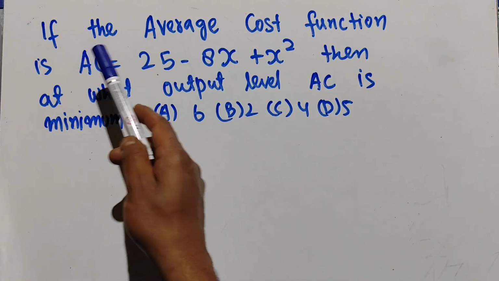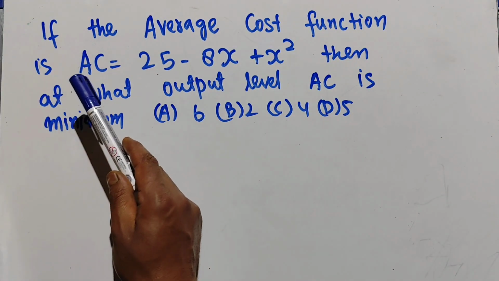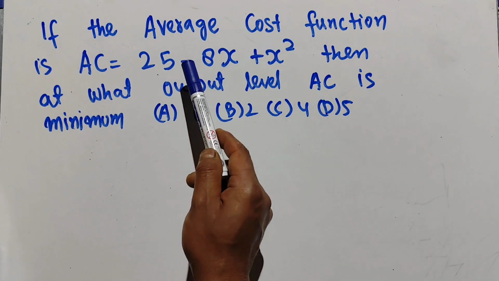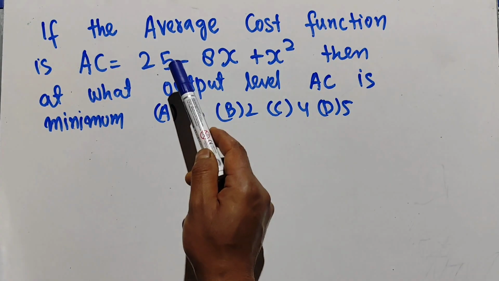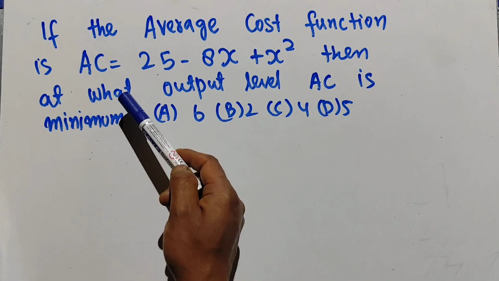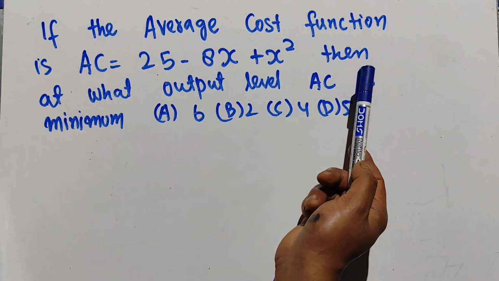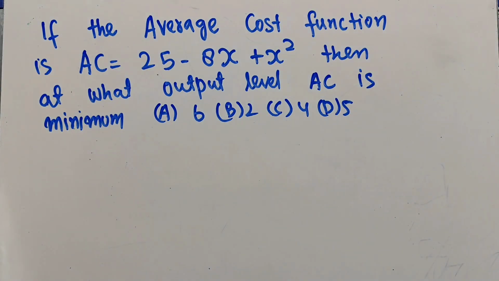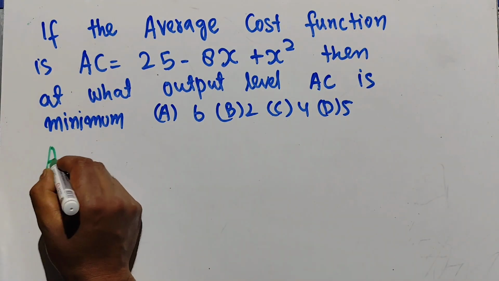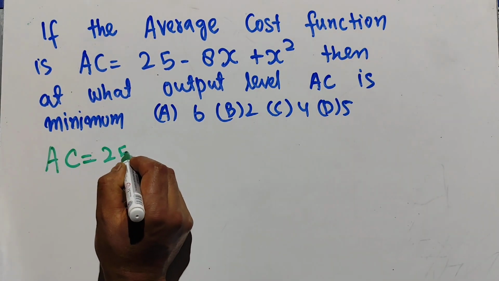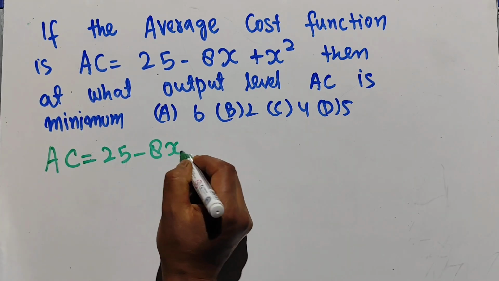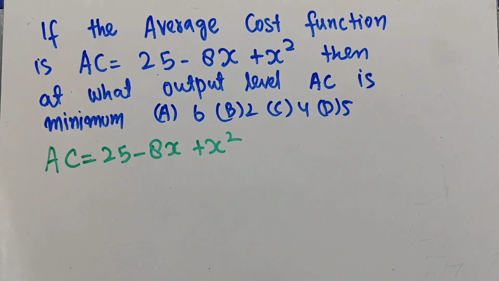The question is, if the average cost function AC is equal to 25 minus 8x plus x square, x denotes the output, we have to find out the level of output where average cost is minimum. Okay, so given the average cost function is AC equal to 25 minus 8x plus x square.